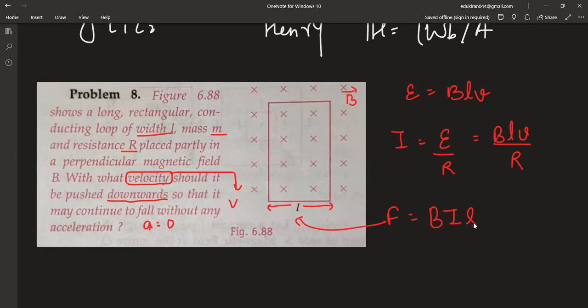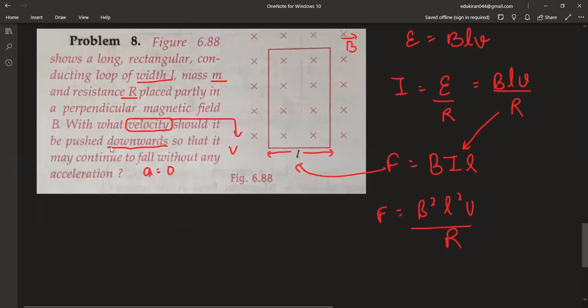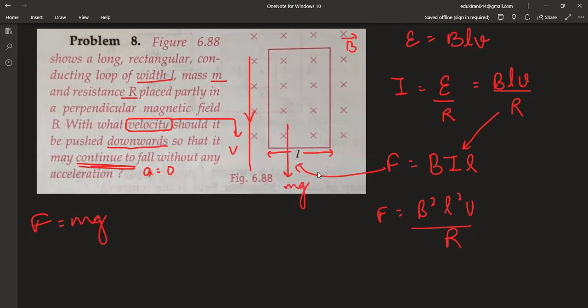Remember, this is the force on the conducting wire which we've studied. Now, if you put in the value of current here, force will be equal to B square L square V by R. You already know this, right? What you have to add is, look class, it's a very, very short, very easy question. This is saying it is falling downwards. If it continues to fall downwards, this entire setup is falling downwards. So which force is coming into action? Gravitational force, mg. So F is equal to mg.